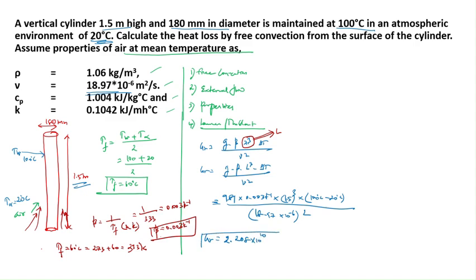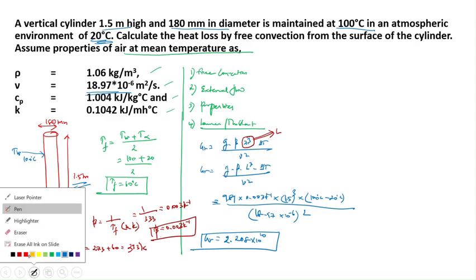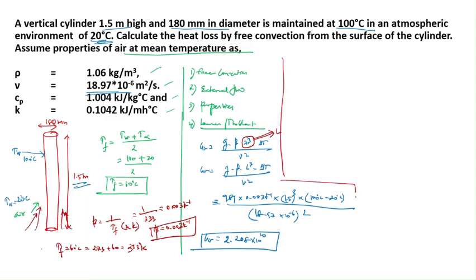So the Grashof number alone is not enough for finding whether the flow is laminar or turbulent. To find whether it is laminar or turbulent, we need Gr Pr.